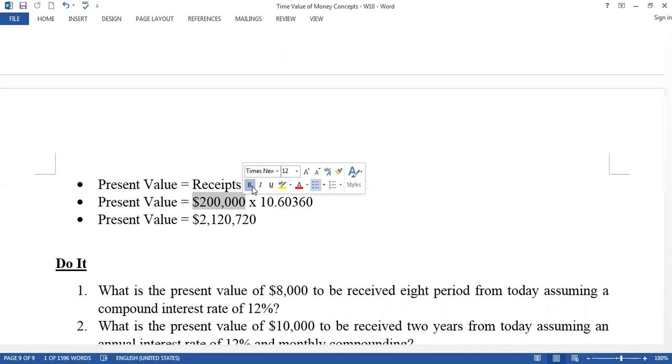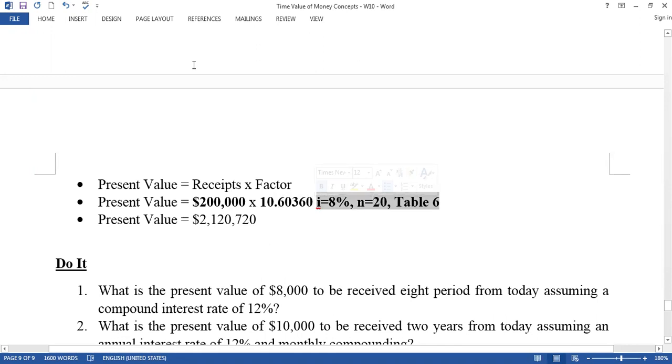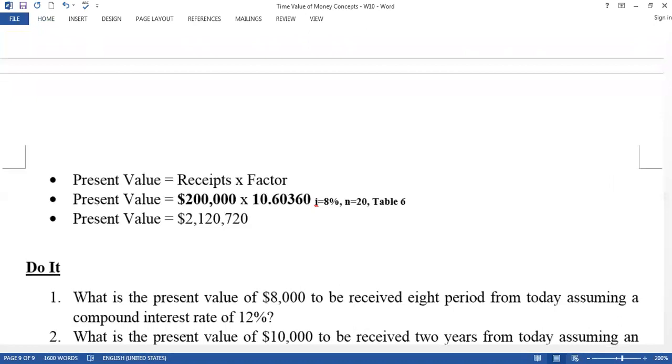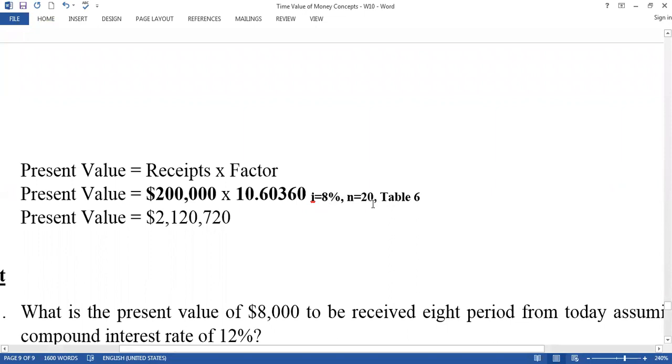You receive $2 million. And what is the present value? We are going to look for the factor here. This factor came from I equal 8%, N equal 20, and table 6. This factor came from here. I equal 8%, N equal 20, and table 6, and for your reference, the first example is here.